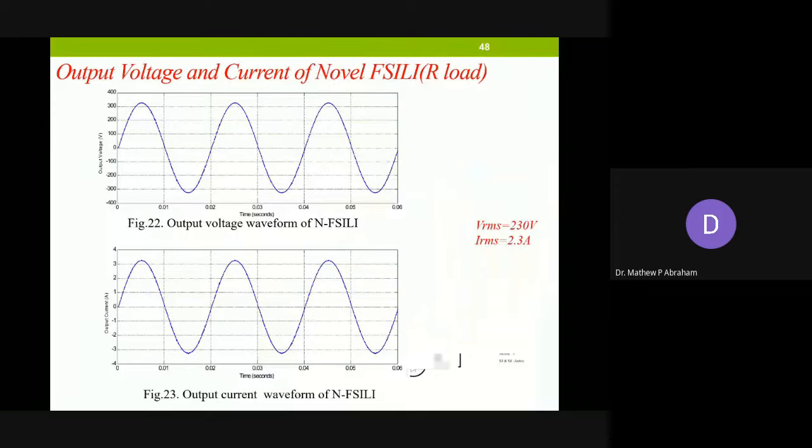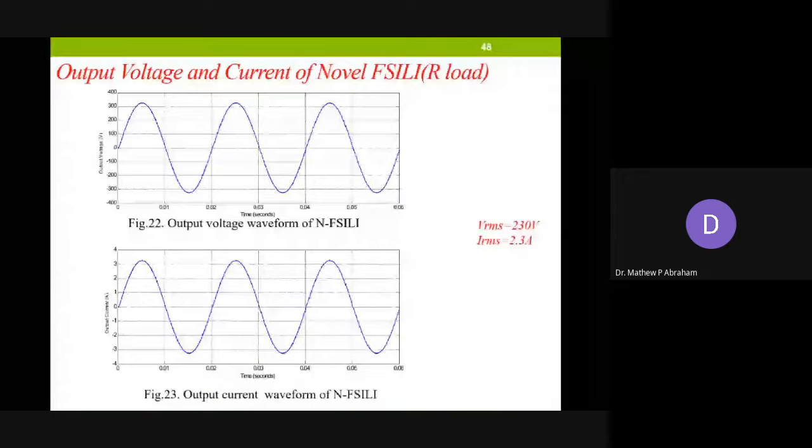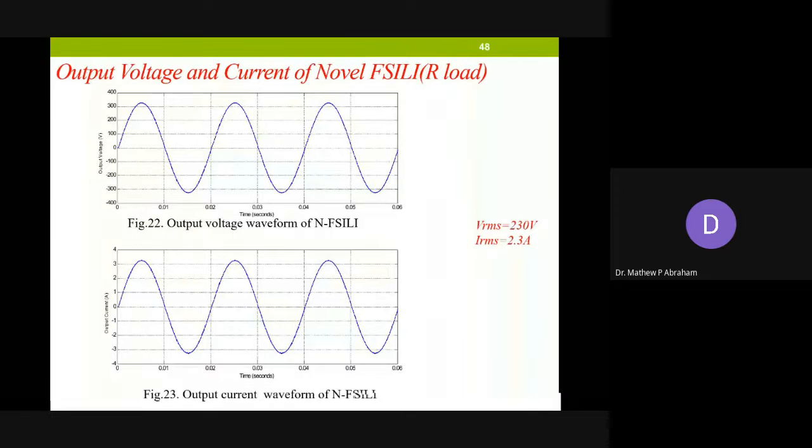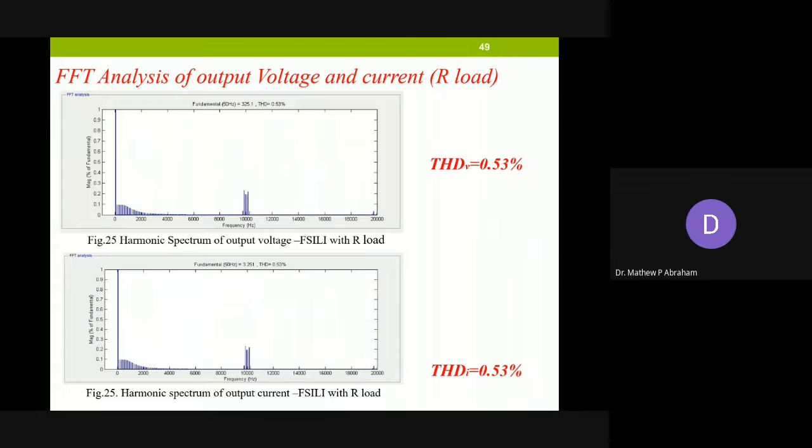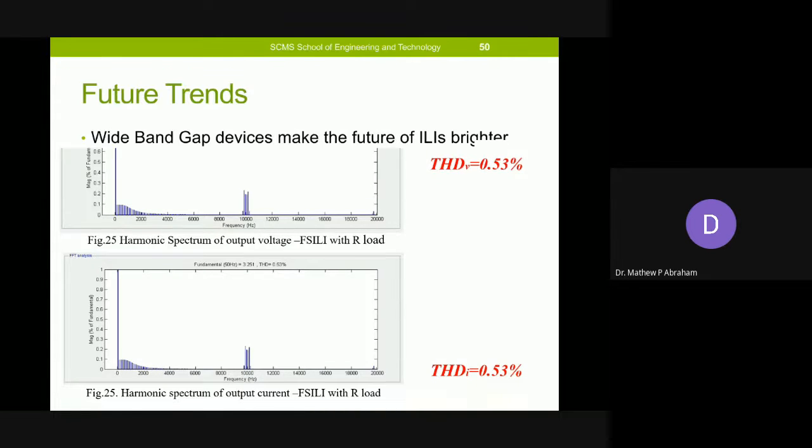So here also, we get an almost sinusoidal voltage. Crossover distortion is not prominent in this case. It is there, but it is not that prominent. This is the harmonic analysis. We get a harmonic THD as low as 0.53%, right?